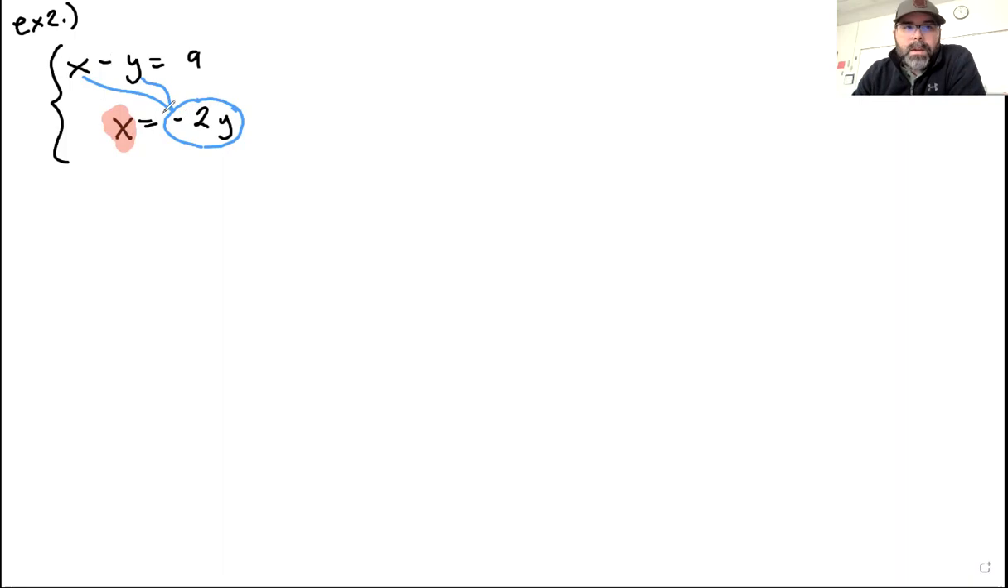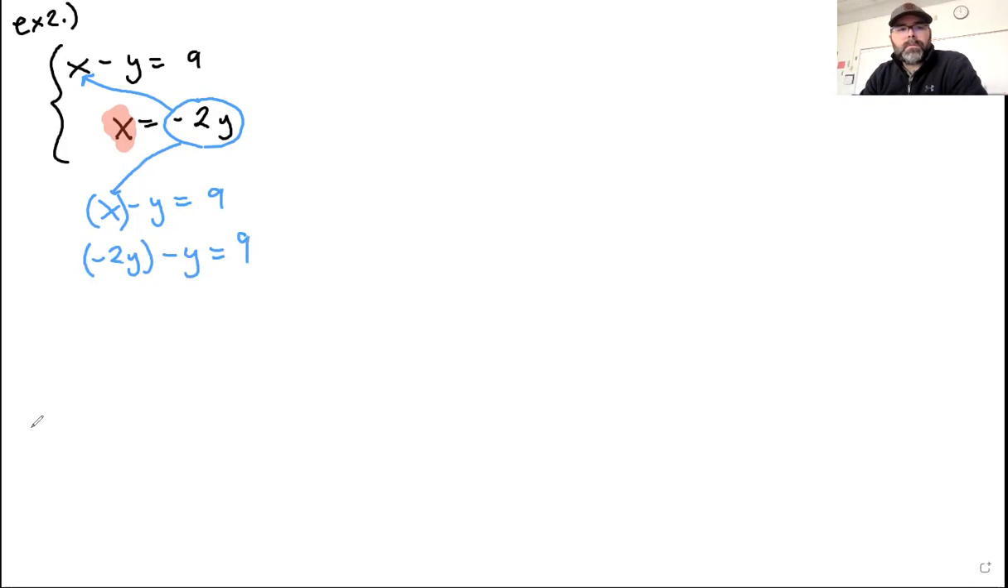X equals negative 2y. So we're going to replace the x with that negative 2y. So let's do that. Let's rewrite this equation. X minus y equals 9. I'm going to put parentheses around the x because that's what's going to be replaced with this negative 2y. Okay, so let's substitute that in. All right. That step 2 is done. We substituted it into the other equation.